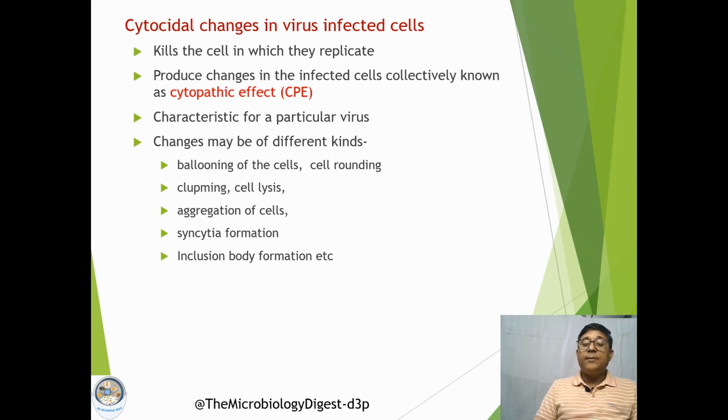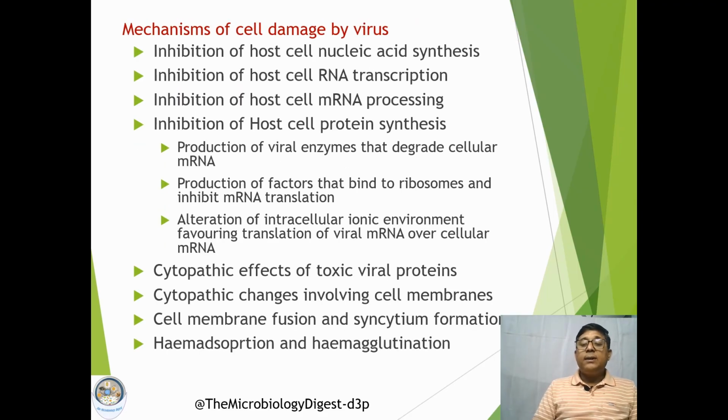So these are the different types of cytopathic effects which may be seen when a virus multiplies in a cell. Now, how can these viruses damage a particular cell when they multiply inside it? What are the mechanisms by which a virus can damage the cells? So the first mechanism is that the virus may inhibit the host cell nucleic acid synthesis.